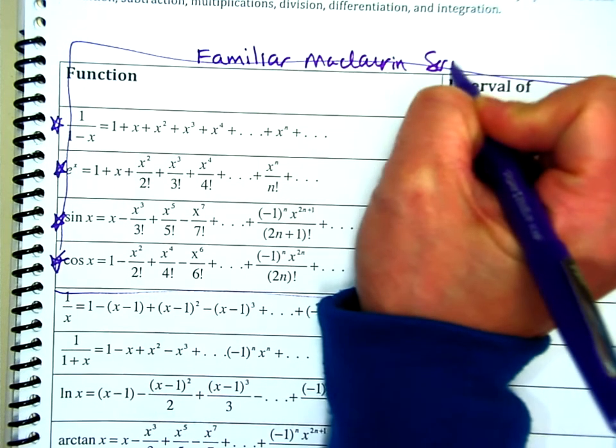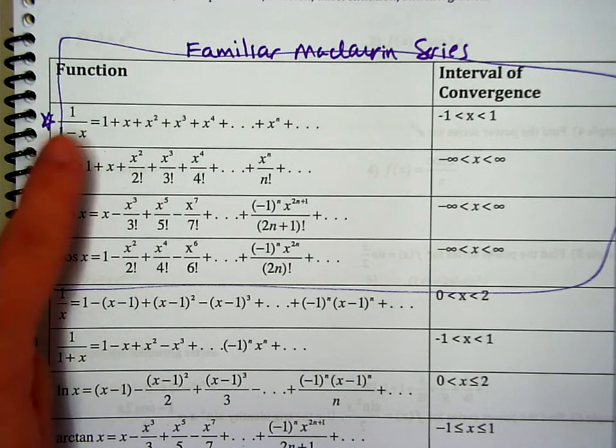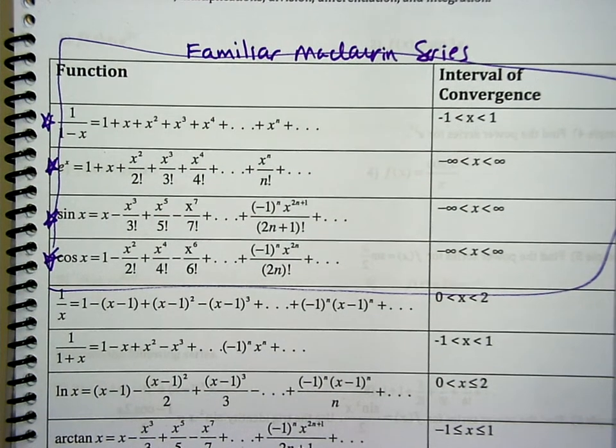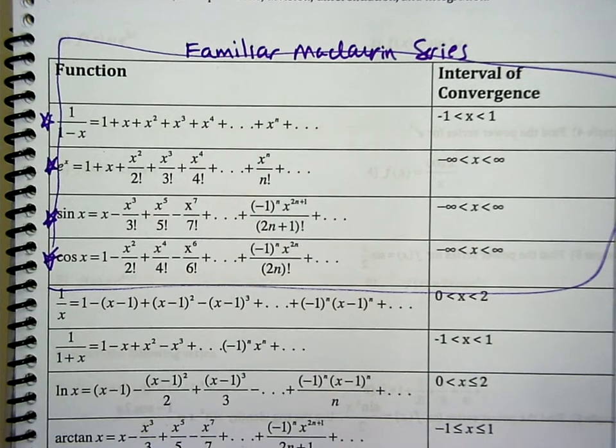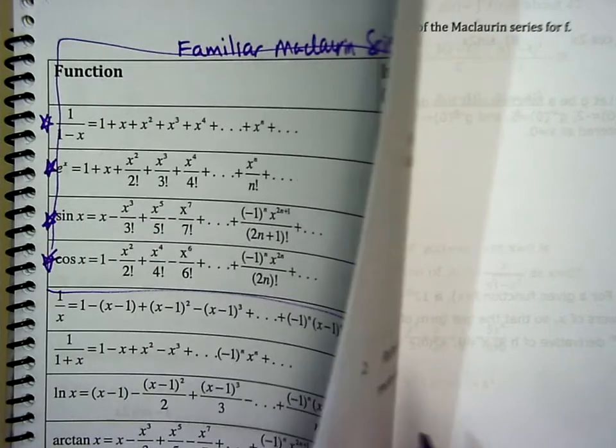So anytime they ask you to come up with a Maclaurin series, that's any version of e to the x, sine of x, or cosine of x, you should be doing it from here instead of going through and calculating all the derivatives. So let's go through and work through some examples.